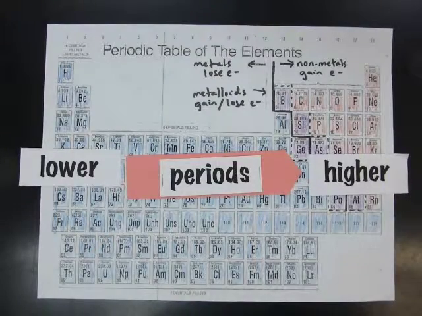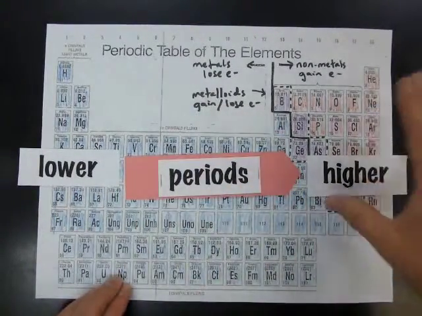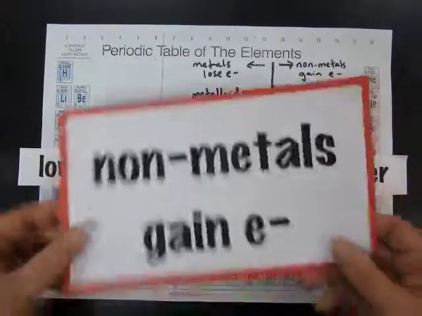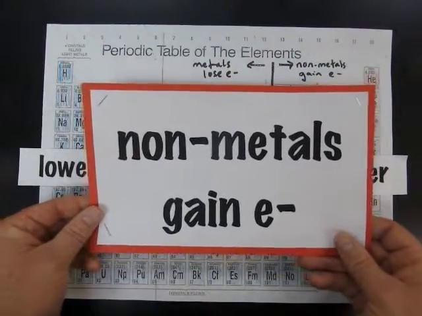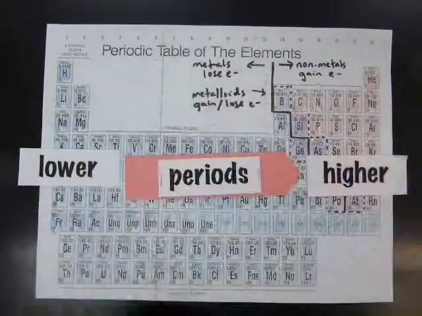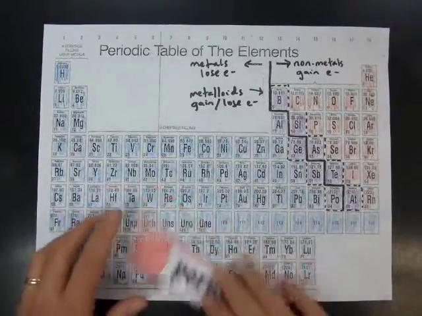That makes sense because as you go across the table, elements are trending towards the non-metal properties. Non-metals, as you recall, are elements that gain electrons, and to gain electrons you have to have a strong attraction for them. It's the opposite pattern when you go through groups.